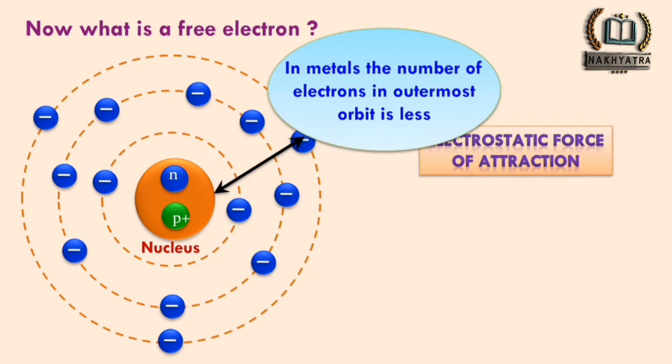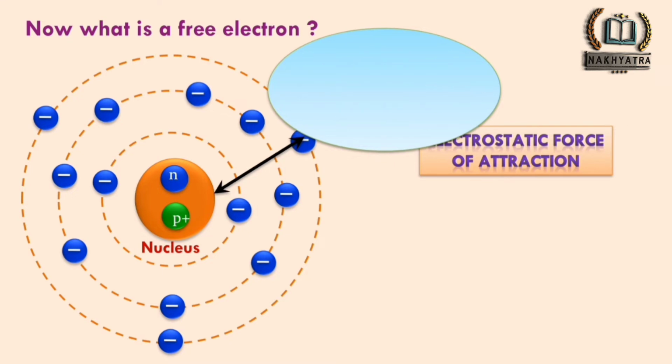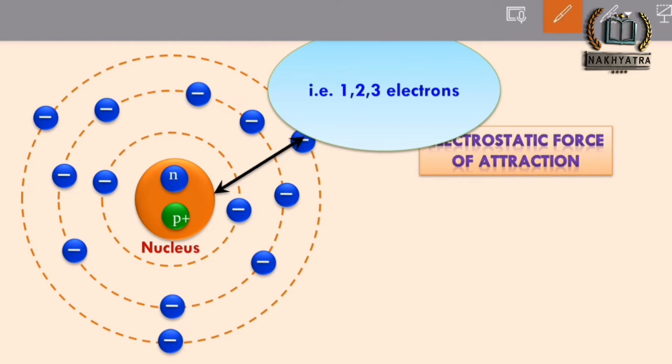Now let's see what happens in case of metals. In metals, the number of electrons in the outermost orbit is less. That is, it has 1, 2, or 3 electrons. Here also we are going to take an example. Consider any metal. Here I am going to consider sodium, which has atomic number 11.